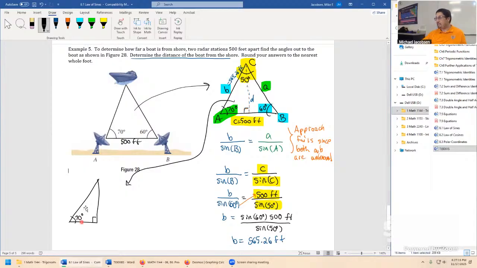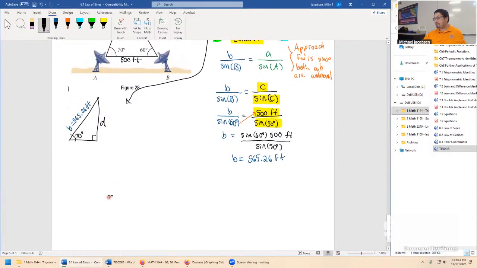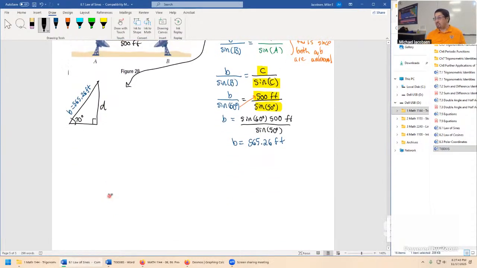But that's okay because when we solved for B, we got the hypotenuse. So the hypotenuse here, B, equals 565.26 feet, is going to allow us to solve for this height, D, which is the underlying value that we want to solve for, the distance from the boat to the shore. So once we solve for D, our work is done. Let's scroll down to make sure we have some space here.